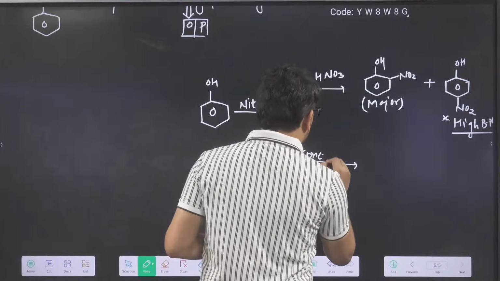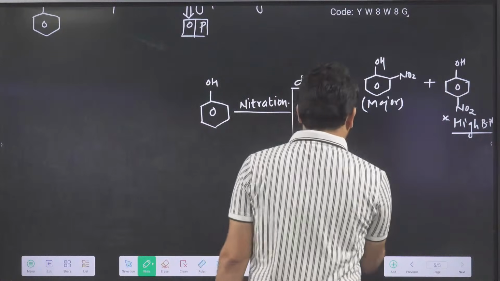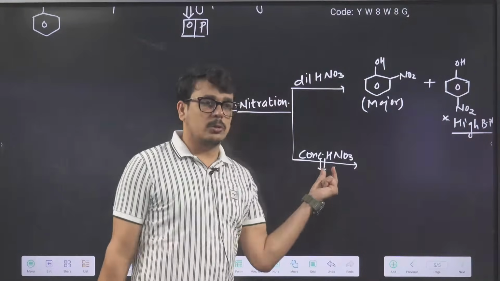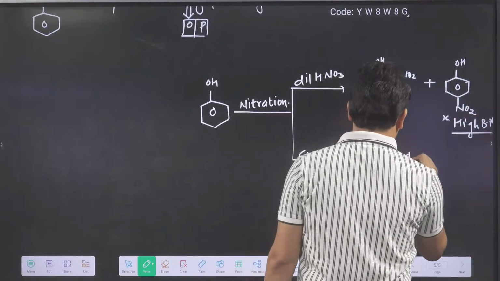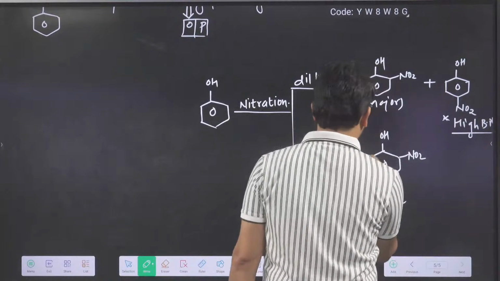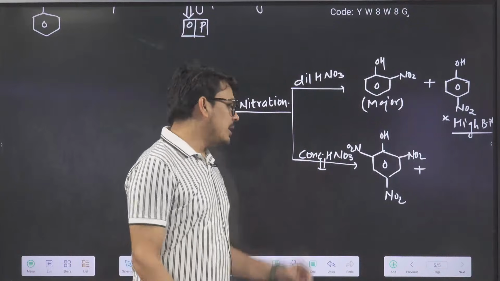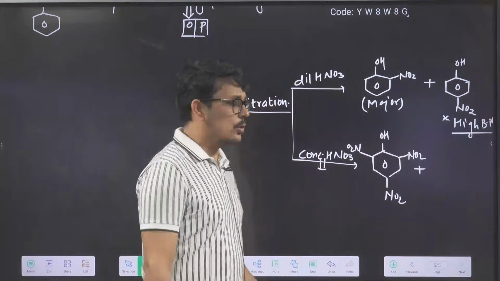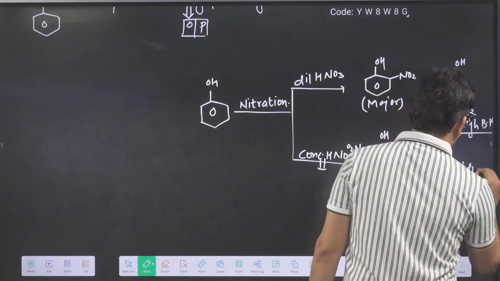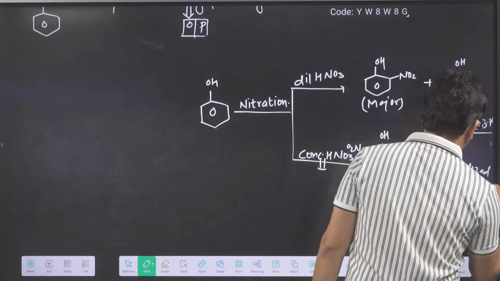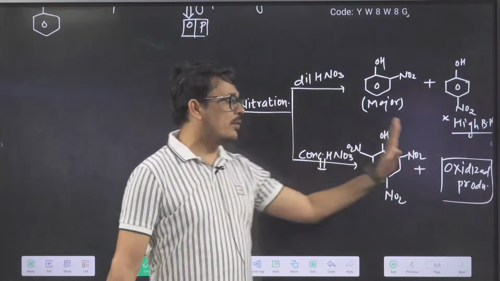If I use concentrated nitric acid here, then the concentration of the electrophile is also more. So instead of mono substitution, you will get picric acid, plus what I am writing here. Concentrated nitric acid is also a strong oxidizing agent, which oxidizes this phenol into an oxidized product.